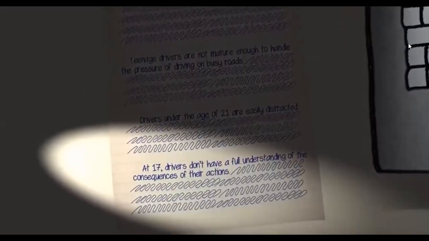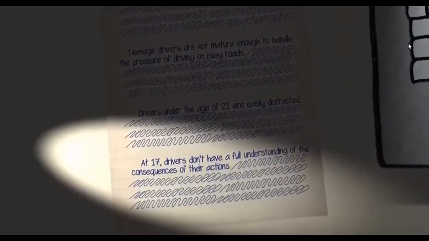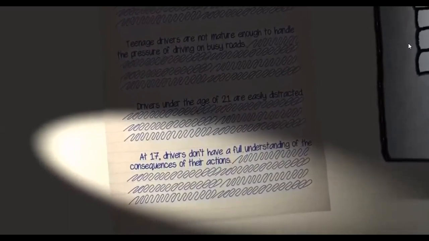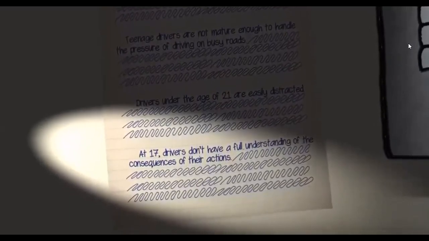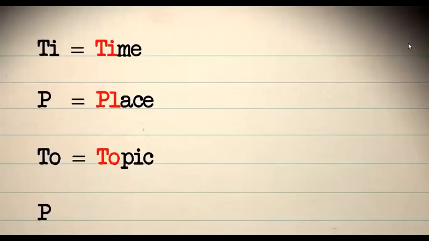Paragraph 4, Main Point 3. At 17, drivers don't have a full understanding of the consequences of their actions. Your third main idea discusses consequences and how young drivers don't really understand how serious their actions might be. Again, we are still talking overall about young drivers, but the topic has changed slightly, so we introduce a new paragraph. So, a piece of writing will be talking about the same topic overall, but there will be different things to say about that topic. Each time the subject changes, the paragraph changes too.